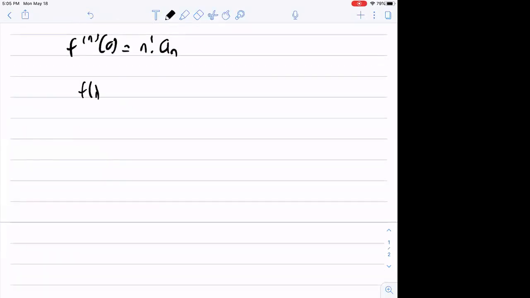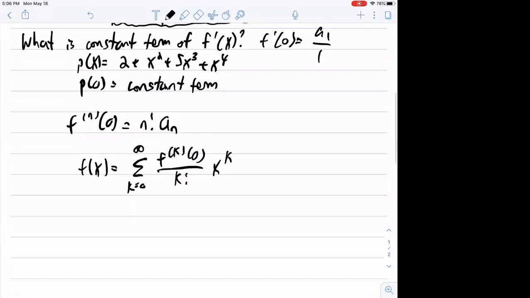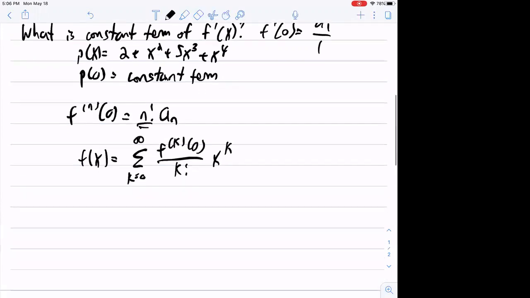So f of x is the sum from k equals 0 to infinity, and another way to write it, given the derivatives, is this. You need to divide by k factorial to cancel the n factorial, because you just have a_k. Okay, any questions so far?